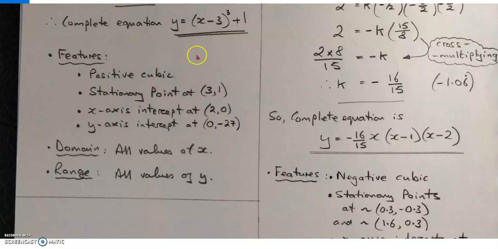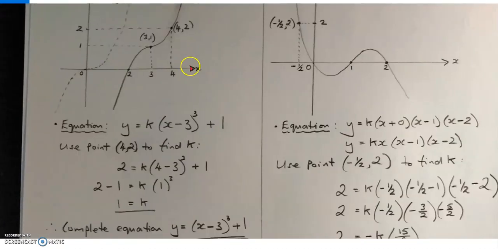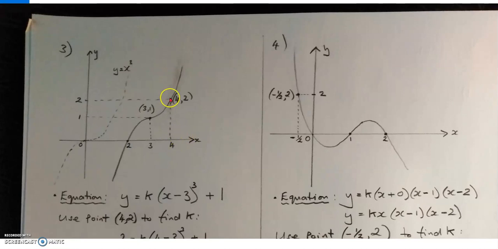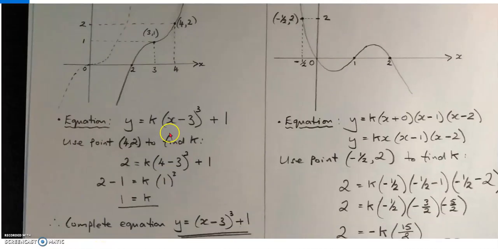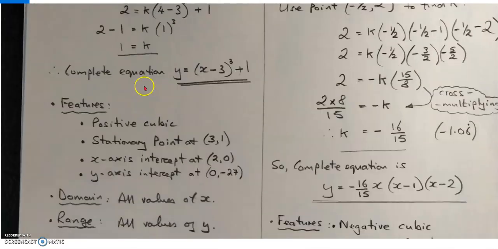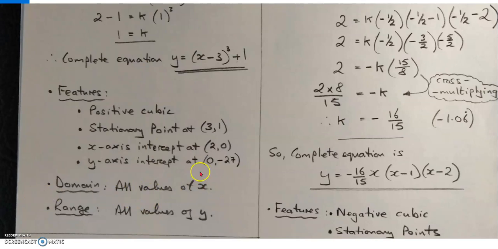Now, the domain is, of course, where are the values of x that for this graph are possible? Well, all the values of x. You can draw a graph like that and keep on drawing it up there and down here. And the same is true of the y. There are no values at which the graph starts or finishes along y. It goes up that way to infinity and down that way to infinity. So it's all values of y for the range and all values of x for the domain.